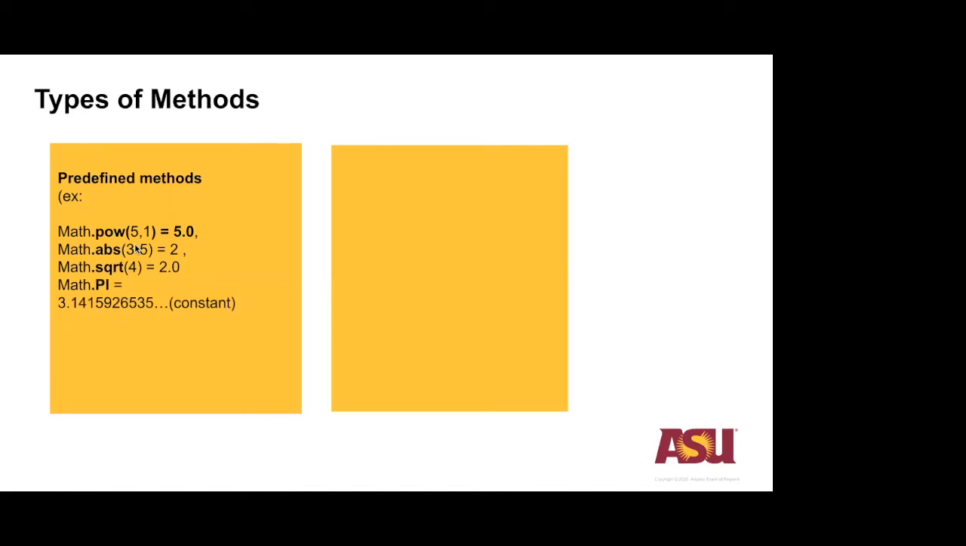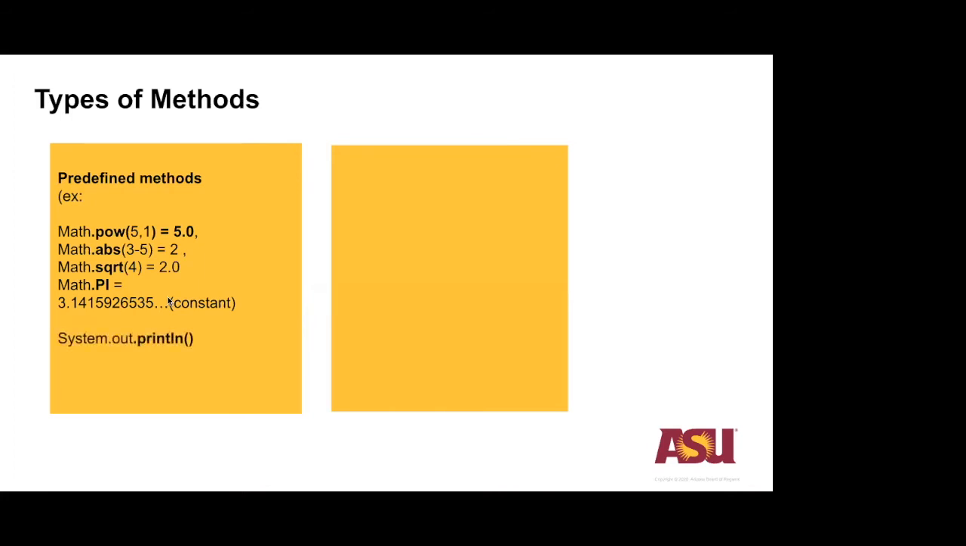And the last one is a very special method. It will return a constant. So if you want to get the exact value of pi, you can just initialize double x equals Math.PI. It will store the exact value of pi into the variable you want to store.